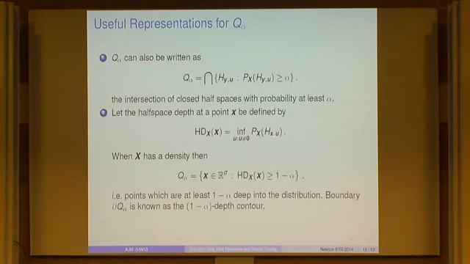Now, in order to say exactly what Q alpha is, let's simplify things a little and assume that X has a density. Then I can say with certainty that another description of Q alpha is that it is the points whose half-space depth exceeds 1 minus alpha. Informally, it's points which are at least 1 minus alpha deep into the distribution. And the boundary of this set is called a depth contour, a 1 minus alpha depth contour.